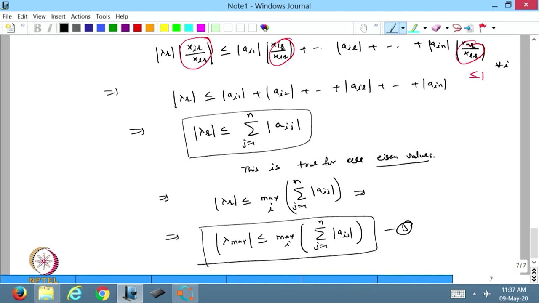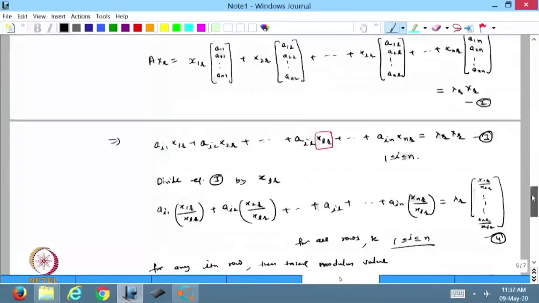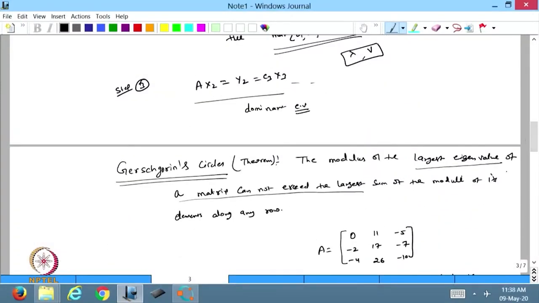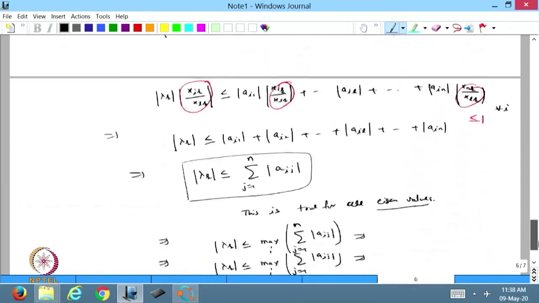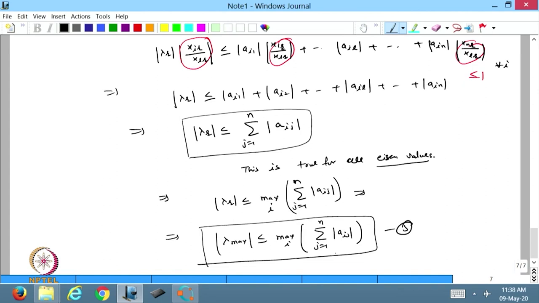So from equation five, we can say what we wanted to show: the modulus of the largest eigenvalue of the matrix cannot exceed the largest of the row sums. In this case I am taking the modulus of each element in the row and then taking the summation, and then we are taking the maximum of all these summations. So, from here I can say that the maximum eigenvalue will always be less than this one. So, this is an upper bound for lambda max, as well as a lower bound.